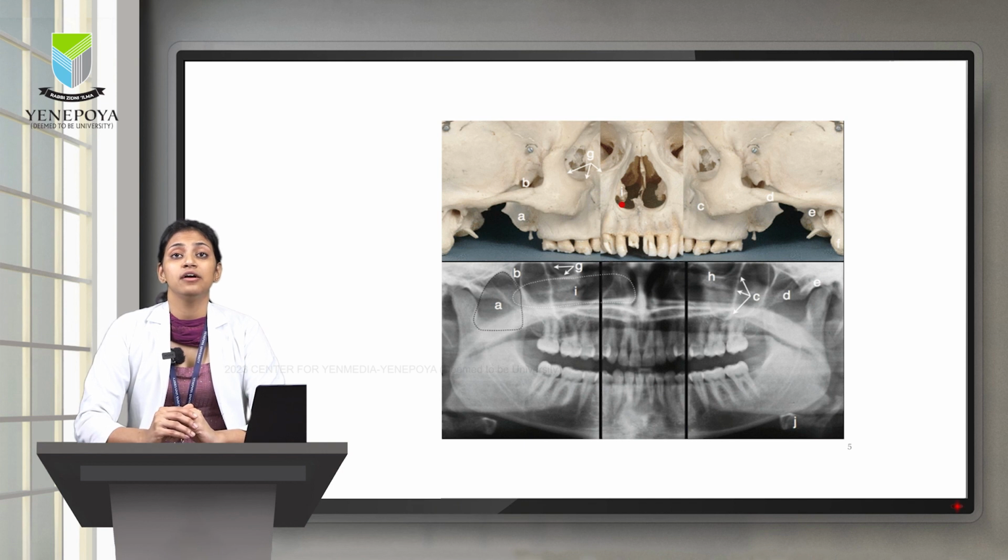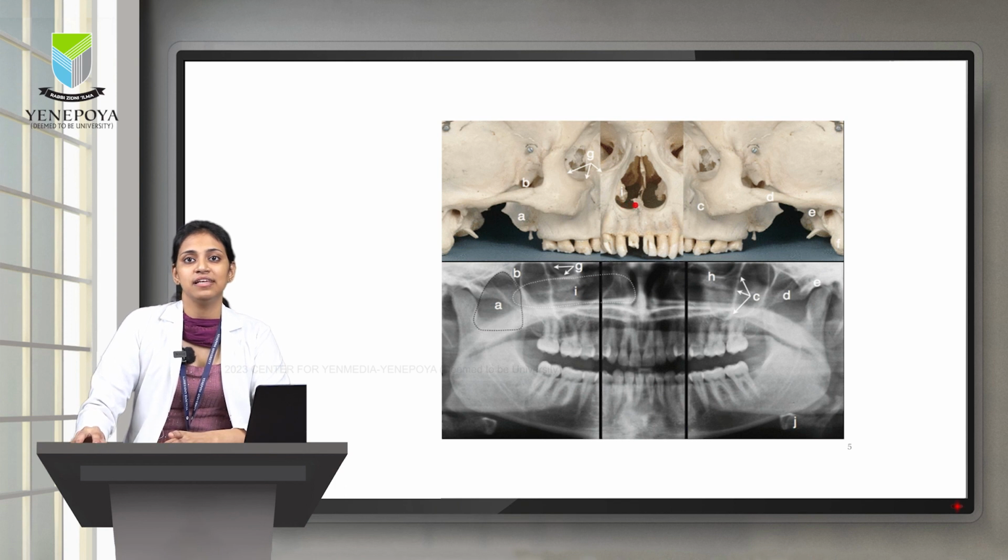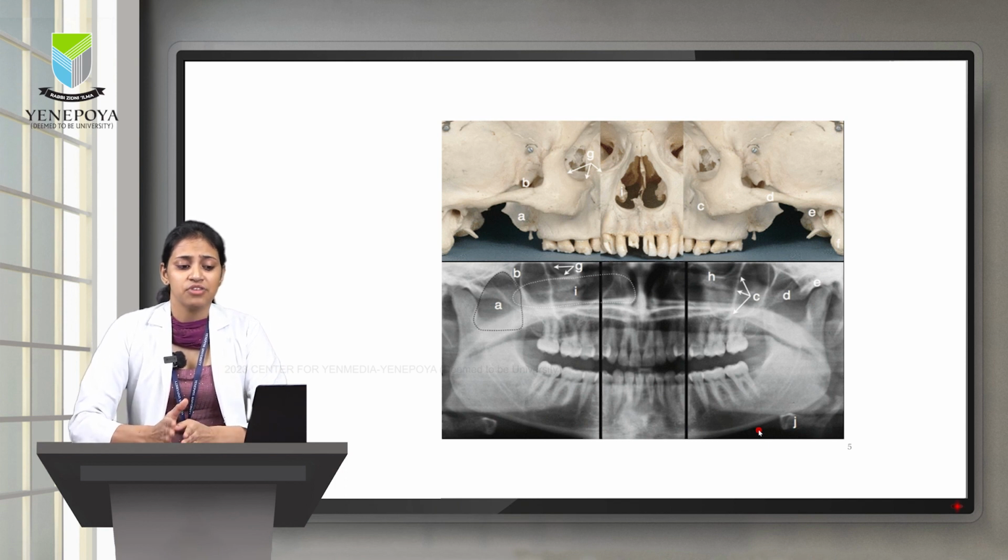So, now we will understand how a panoramic image is formed. We all know maxillofacial skeleton is a three-dimensional structure, a curved structure. So, here what happens is the curved jaw is unfolded onto a flat plane, as you can see in this second image. The structures are flattened and spread out.